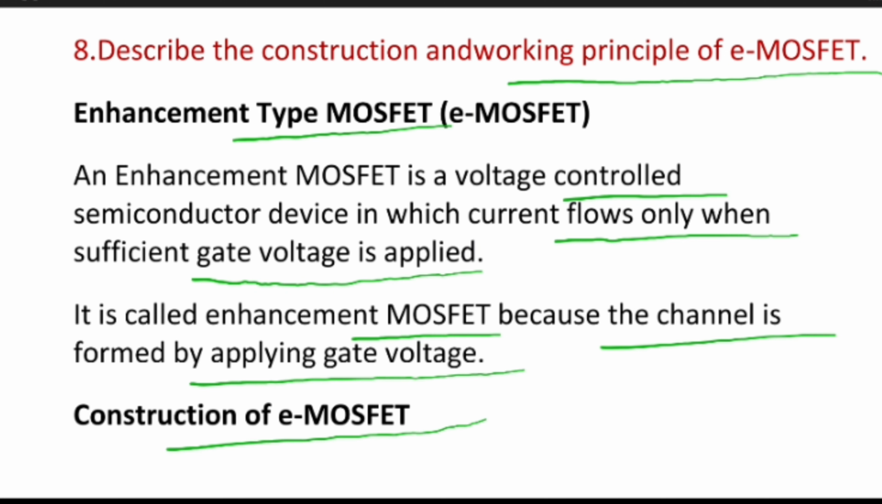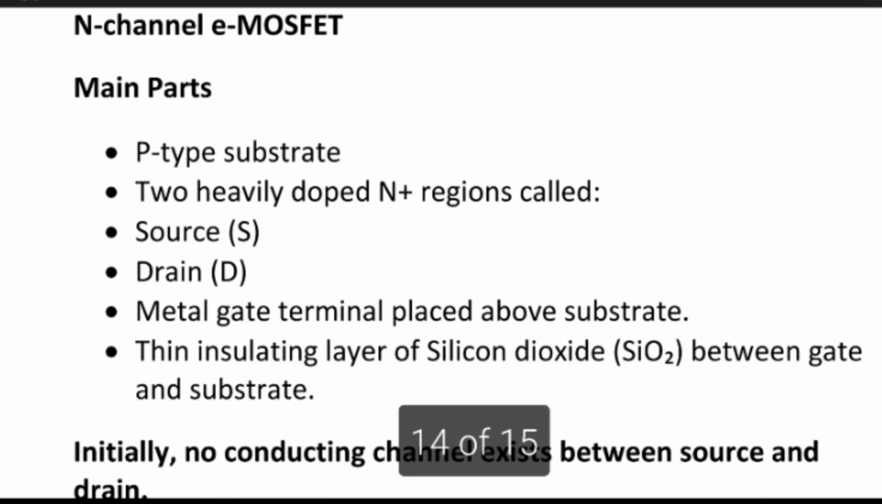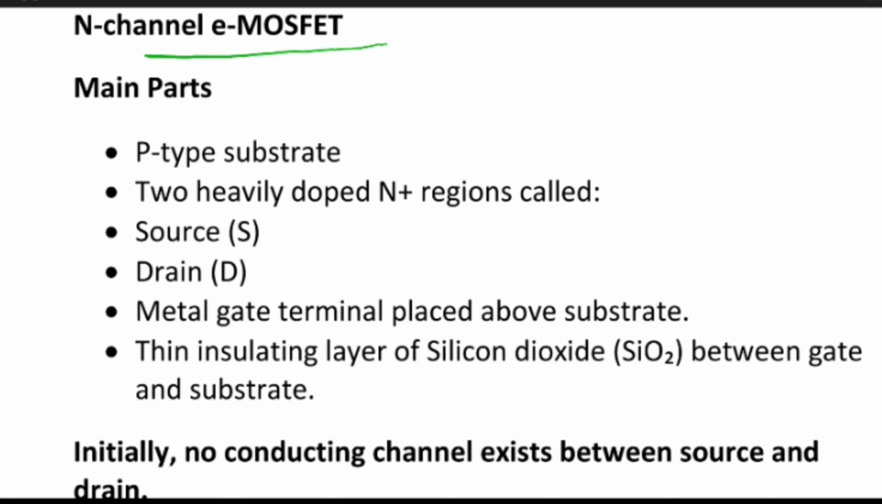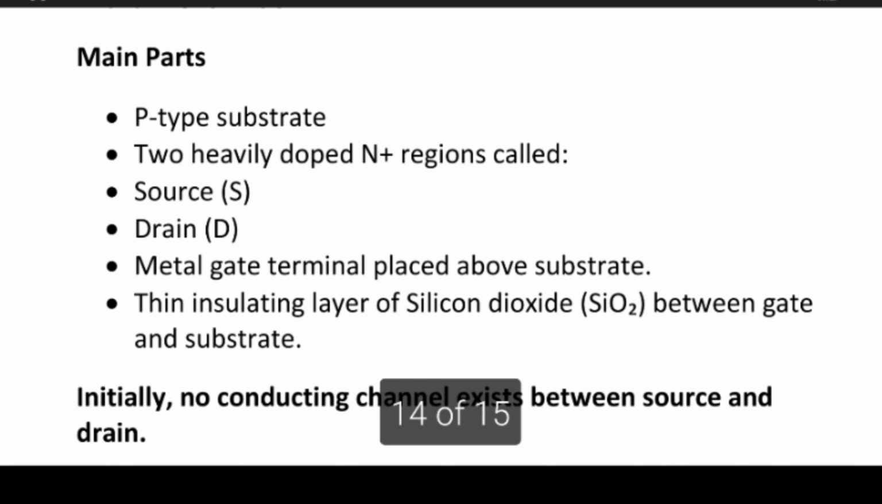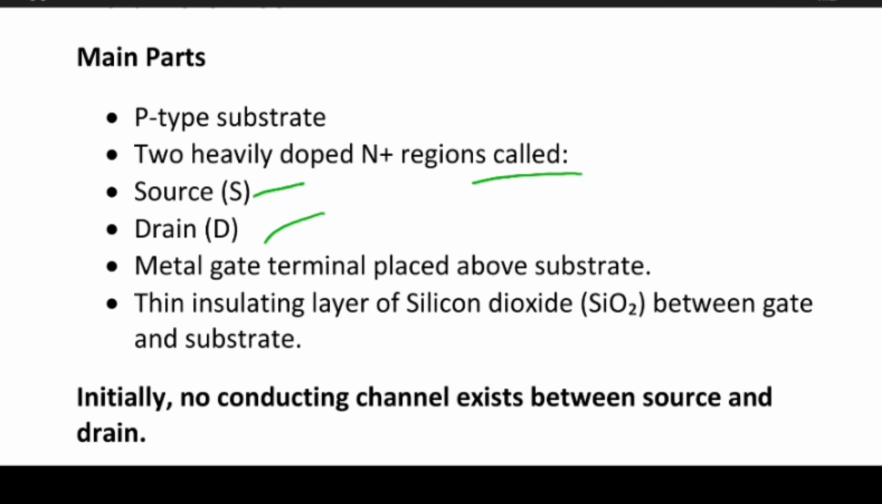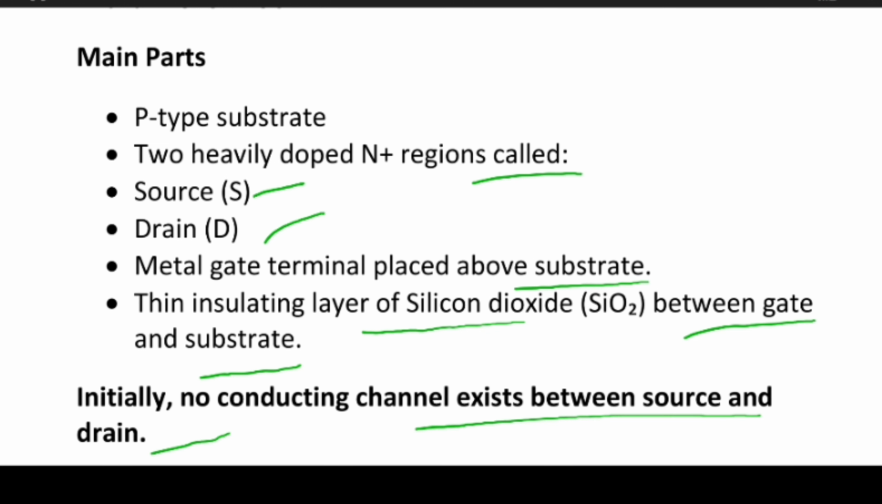Coming to the construction of the EMOSFET, we are using an N channel EMOSFET. The main parts are a P-type substrate, heavily doped N plus regions called the source S and drain D, metal terminals placed above the substrate, and a thin insulating layer of silicon dioxide between the gate and the substrate. Initially, no conducting channel exists between the source and drain.